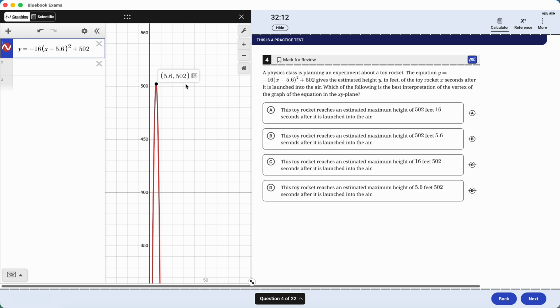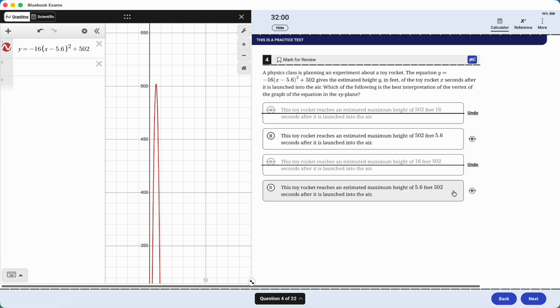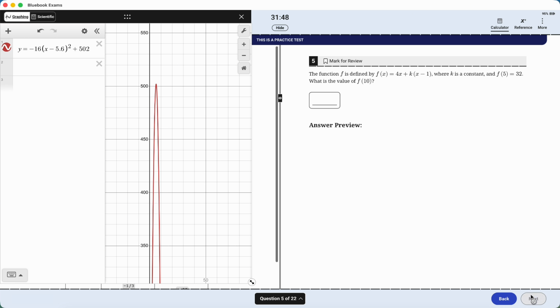So we want something that says maximum. They all say it. So it's about getting the units right. 5.6 was x and x is seconds. So you need something that says 5.6 seconds. So not A, could be B, not C, right? And then also not D, right? That's the only one that has 5.6 seconds. It also has the correct thing for y, the height. They say the estimated height, y, in feet. So 502 feet. So just a reading problem, really, and knowing you can click on that in Desmos.